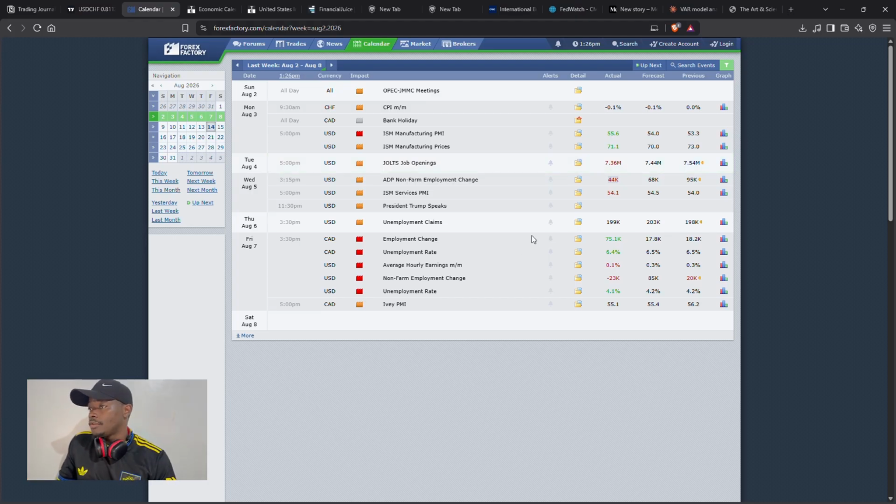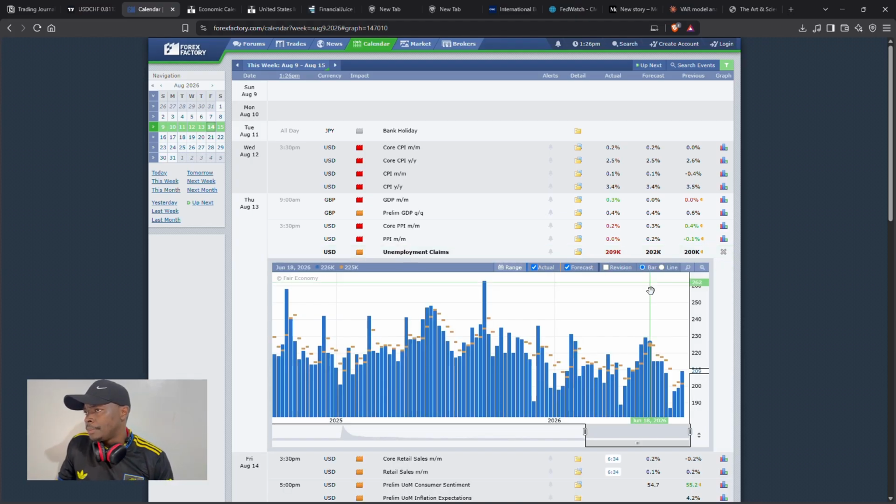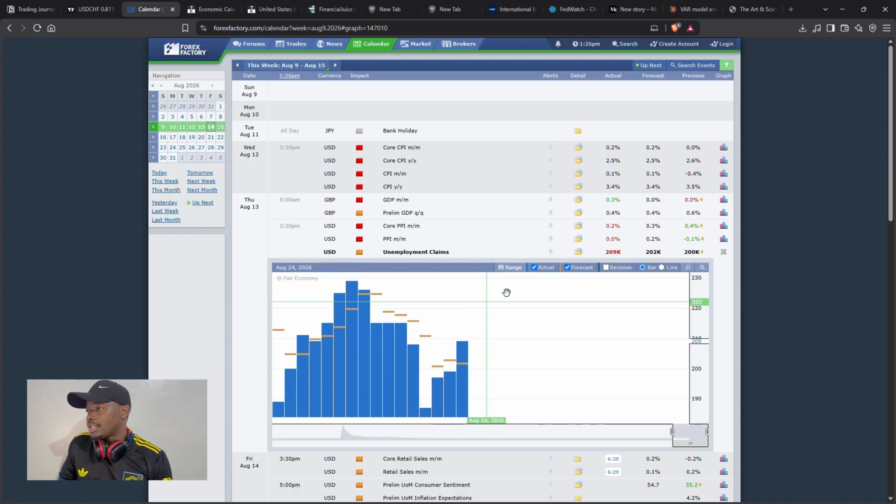Again, that is a softer print. And finally, recently, I think it was Thursday, we were expecting unemployment claims of 202K. It came in higher at 209K. And if you look at the trends of the unemployment claims, they have been trending higher.